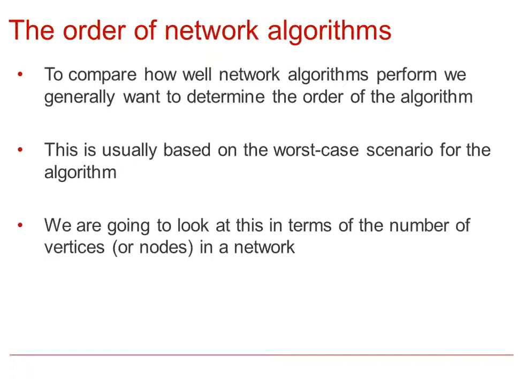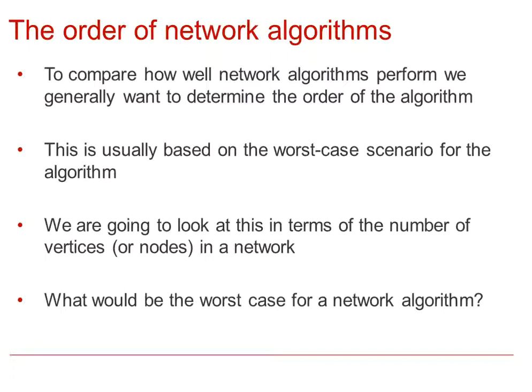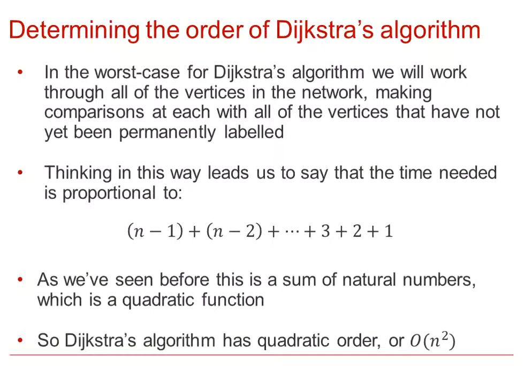So we're going to look at this in terms of the number of vertices or nodes in a network. What would be the worst case for a network algorithm? This would be if all the vertices were connected to all the other vertices. In other words, a complete network. In the worst case for Dijkstra's algorithm, we will work through all the vertices of the network, making comparisons at each with all of the vertices that have not yet been permanently labelled.